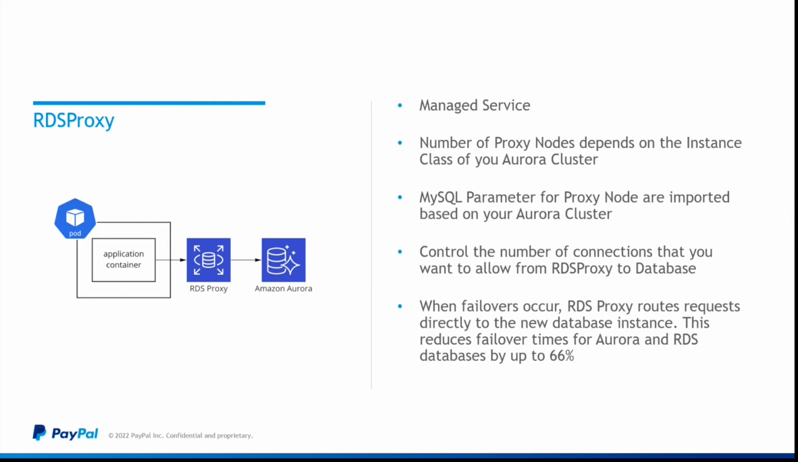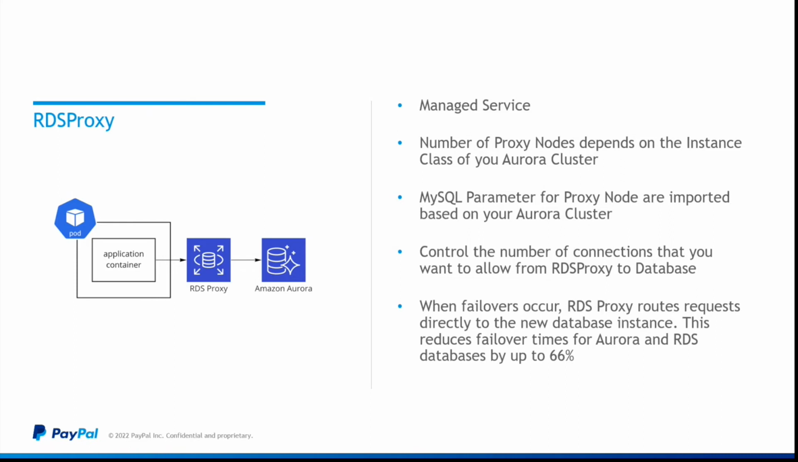Another advantage of using any proxy layer is that it can help reduce your failover downtime, especially when you are failing over within the cluster. As you know, on Aurora, whenever you do a failover within the cluster, it restores all the nodes, not just the primary node or one particular node.